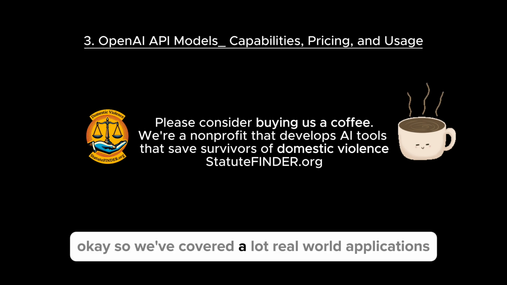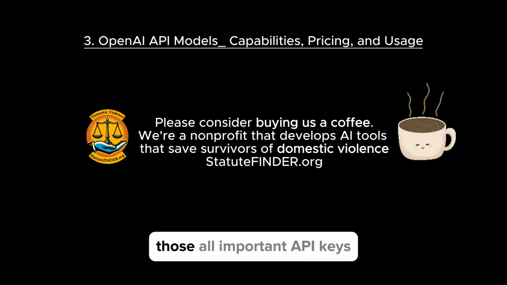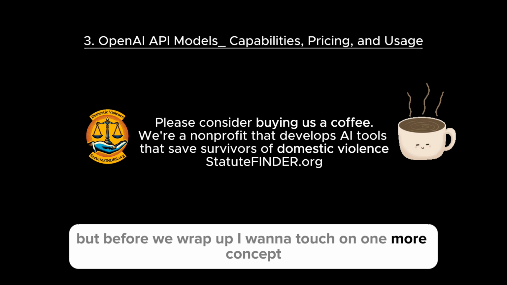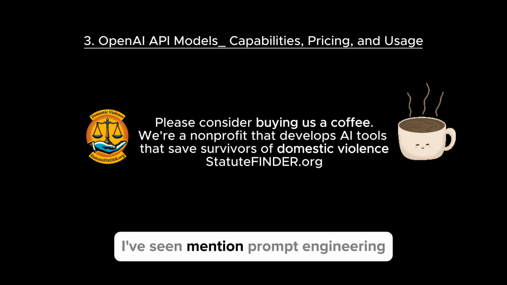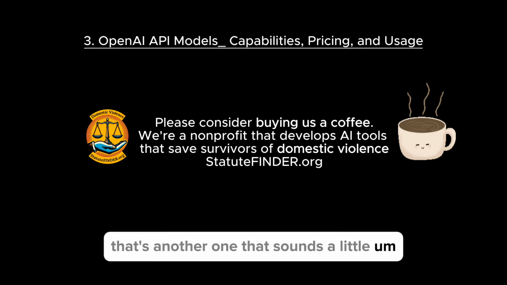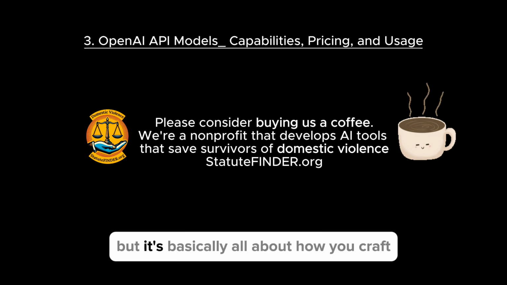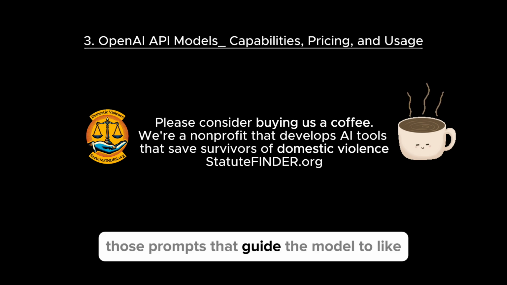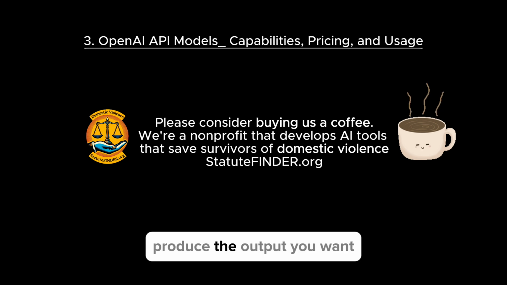Okay, so we've covered a lot. Real-world applications, tokens, pricing, those all-important API keys. But before we wrap up, I want to touch on one more concept I've seen mentioned. Prompt engineering. What is that and why does it matter? Yeah, prompt engineering, that's another one that sounds a little technical. It is, but it's basically all about how you craft those instructions, those prompts that guide the model to produce the output you want.